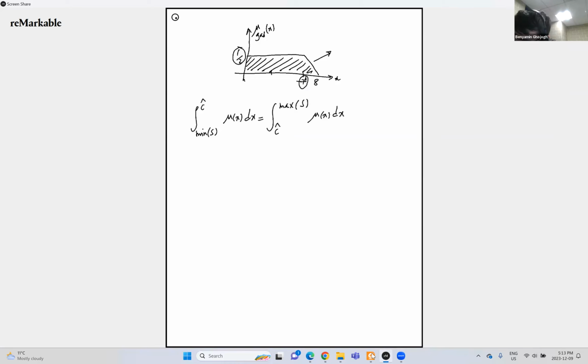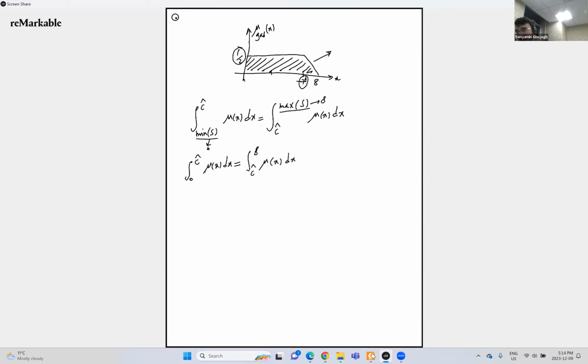Okay, what is min? The support set is between 0 and 8. So the minimum of the support set is 0 and the maximum is 8, right? By the way, here our variable is scalar. Otherwise, we would have multiple integrals. So this is a single integral, right? Anyways, the integral from 0 to c hat of mu x dx equals the integral from c hat to 8 of mu x dx.